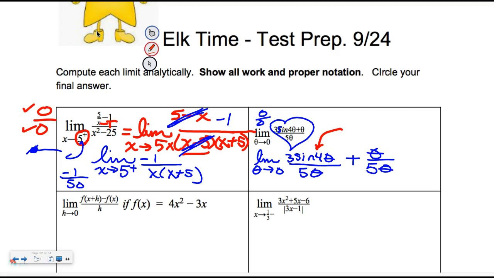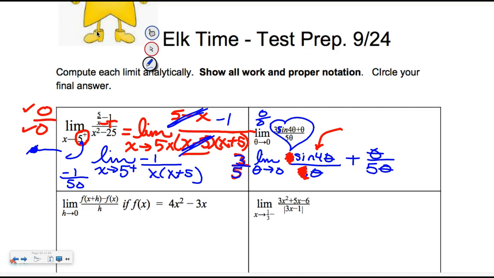I would take this piece and this piece, the 3/5, and go like that to get it out of the way. I'll put it in blue so you can see it. So I pull that 3/5 out front. That is totally legal. I would love it if it said sine 4 theta over 4 theta. I want it to be the sine of some stuff over the same stuff.